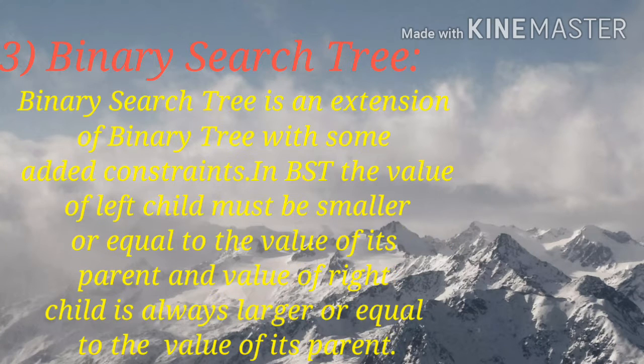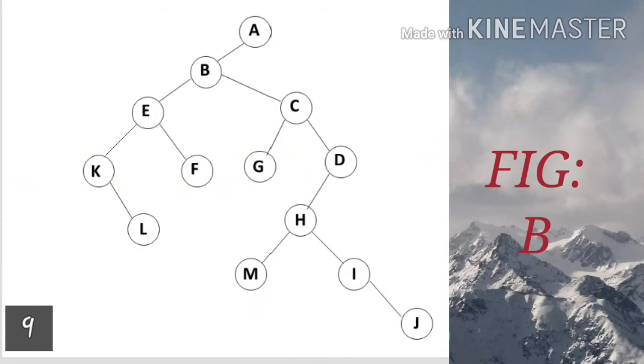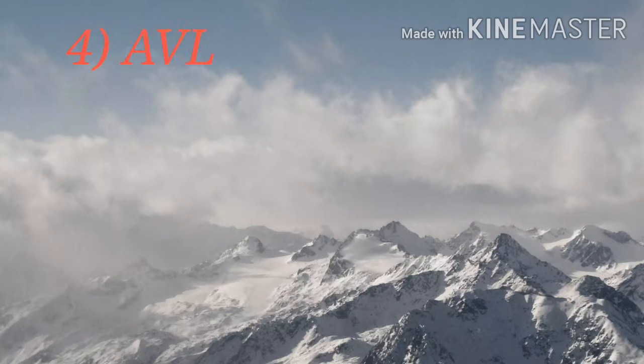Binary search tree. A binary search tree is an extension of a binary tree with some added constraints. In a BST, the value of the left child must be smaller than or equal to the value of its parent, and the value of the right child is always larger than or equal to the value of its parent.